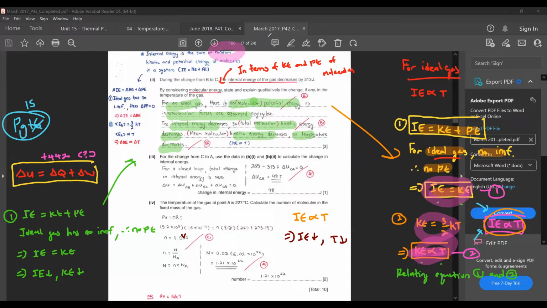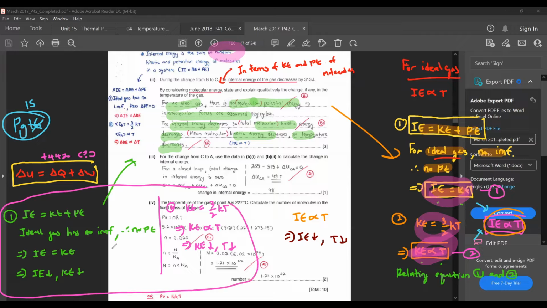Okay. Then after that, what happens to number 2? Number 2 is this one. Number 2 is Ke equals 3 over 2 kT. Ke is proportional to T. So if Ke drops, T drops, no? Okay. This is another way of looking at it. This one is doing step by step. This one is like combining everything and making the conclusion.